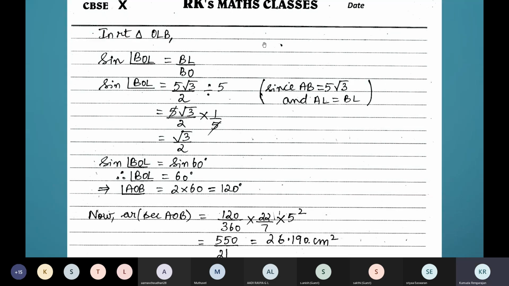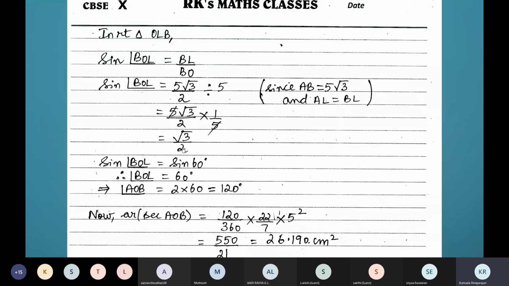So you need to draw the altitude, connect this angle BOL with the opposite side and hypotenuse. Opposite side is 5 root 3 by 2. Hypotenuse is 5. So we get sine of angle BOL is equal to root 3 by 2. And sine of which angle is root 3 by 2? Sine 60 is root 3 by 2.